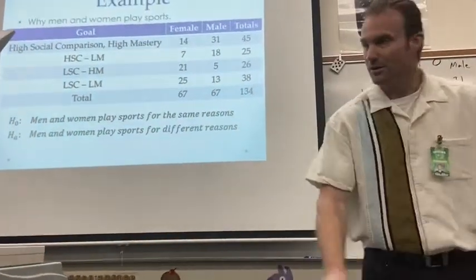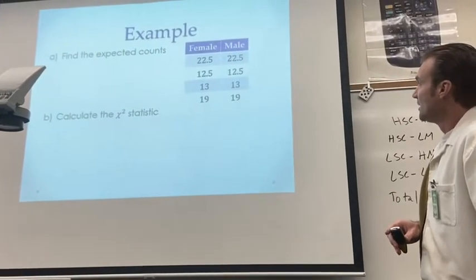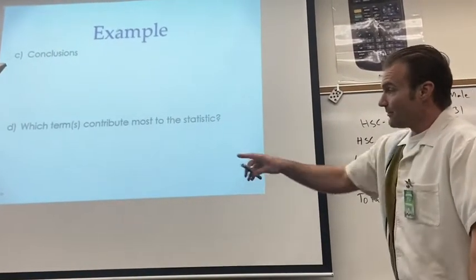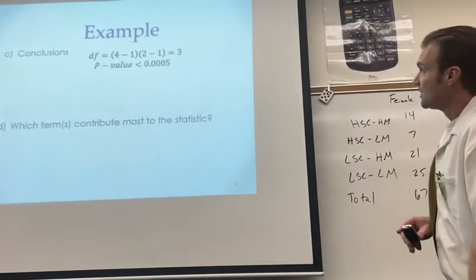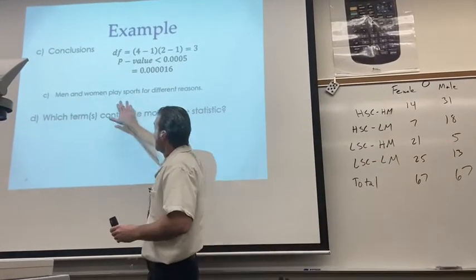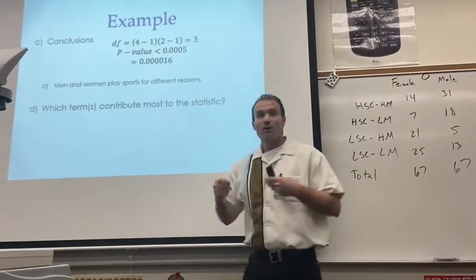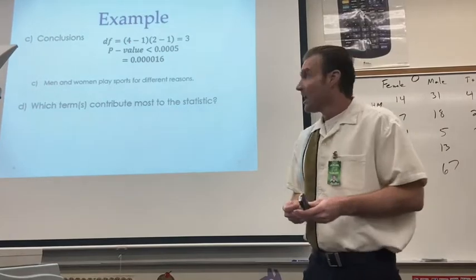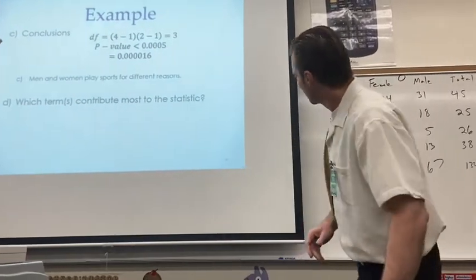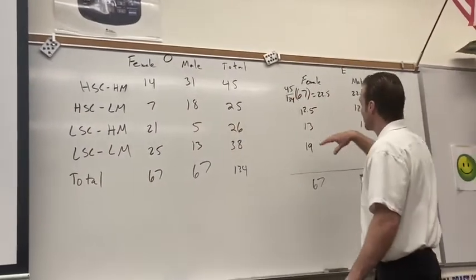Before we show you how to do it on the calculator, let's get to the informal follow-up. So, conclusion: we have very strong evidence to reject the null hypothesis. Therefore, we conclude that men and women, or male and female, individuals are playing sports for different reasons. Now, I need to figure out, well, what are those different reasons? Where do they differ? So I look at my observed counts. I look at my expected counts.